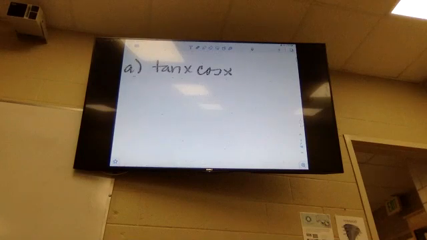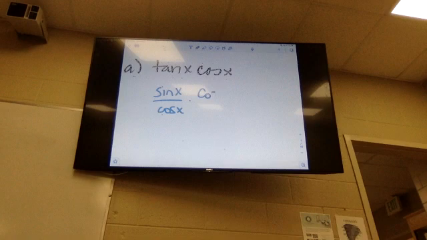There's a few problems here where we're just simplifying. This first one says tangent of x times cosine of x. I would love to start by getting everything in terms of sine and cosine. So can I rewrite tangent in terms of sine and cosine? What's tangent the same thing as? Sine over cosine. So instead of writing tangent, I'm going to write sine of x over cosine of x times cosine of x. You could think of that as cosine of x over 1.